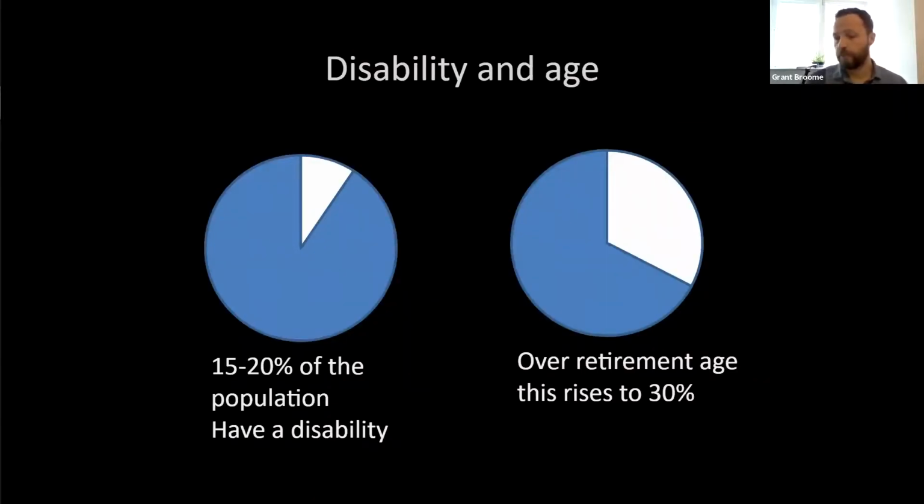As I said, 15 to 20% of the population have a disability, but the older the population gets, the more this increases. So over retirement age, this rises to 30% and keeps increasing. So you could get to people in their 70s or 80s. If you look at that demographic, you could find that there's a very large percentage of people that aren't able to access your content because of their disability. So it's important to consider also the demographic of your audience.